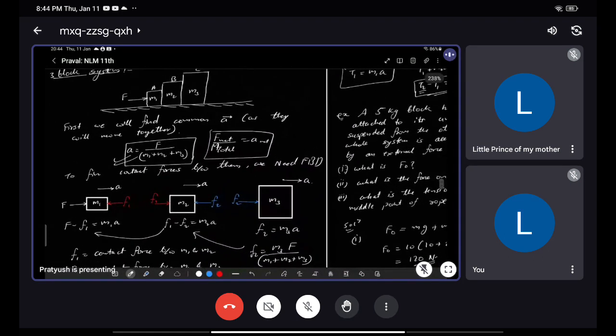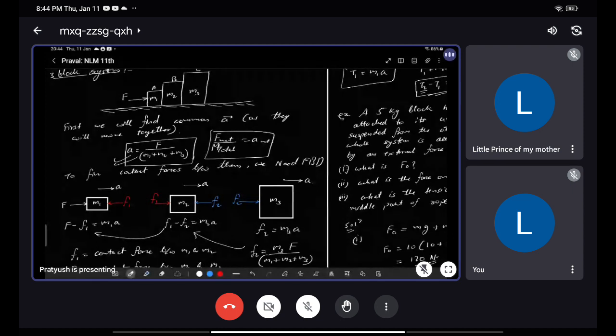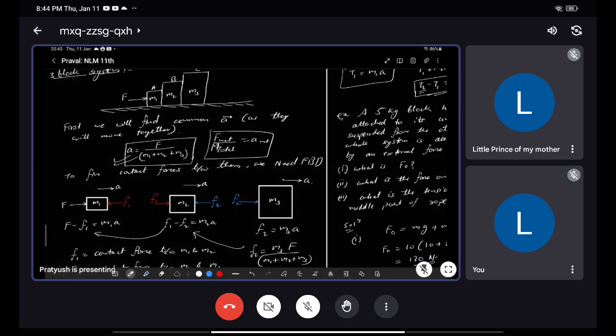So in this case, block A is pushing B, B is pushing back A. Block B is facing force from two blocks, from A on the left hand side and from C on the right hand side. So we are drawing it F1 and F2. And third one, M3 block, is facing force from only one direction. Front side is not connected with any other. This will be the free body diagram. So from the first FBD, what are we getting out? Total force minus F1, the normal reaction, equals M1A.